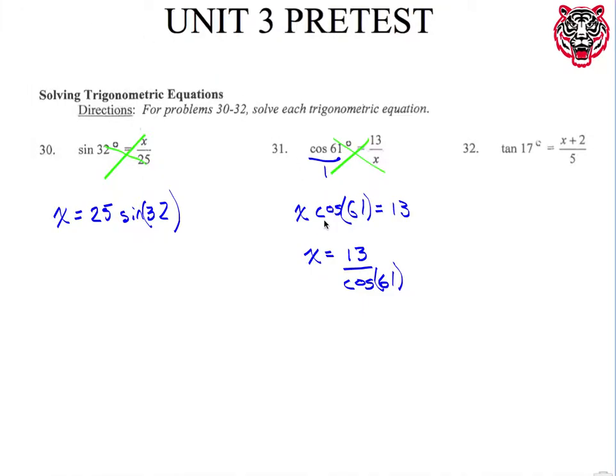All right. Number 32, I think, was missed by basically everyone. So be really careful on 32. That's our 5-minute warning. Number 32. Copy down 32 and get ready to pay attention.